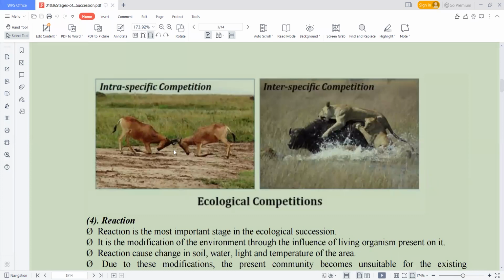So the competition is intraspecific, that is within the species only, for food and space, and interspecific, between the different populations, for food and space.